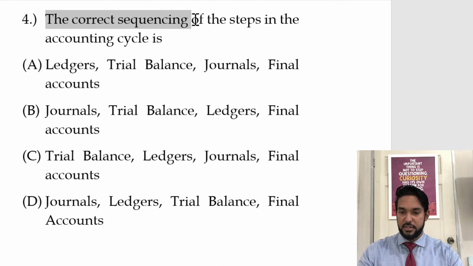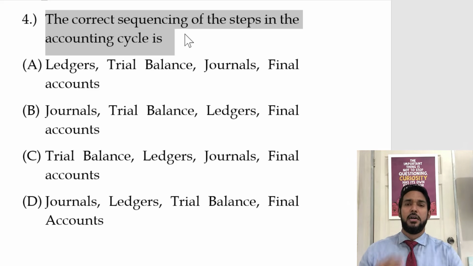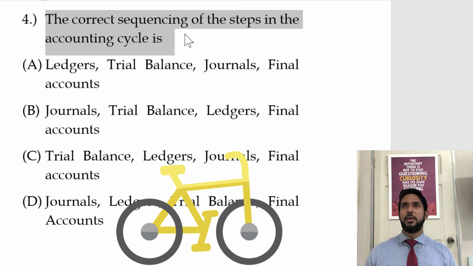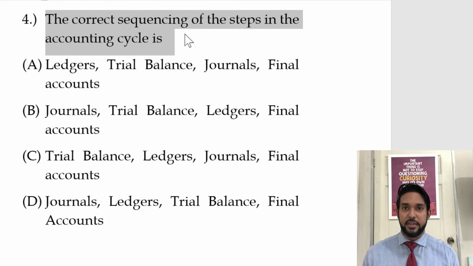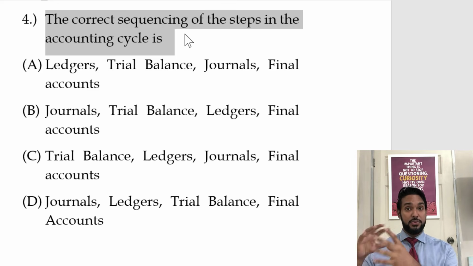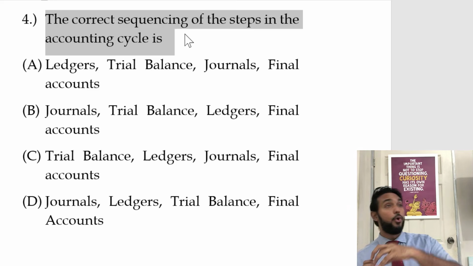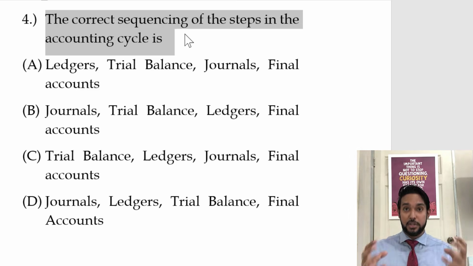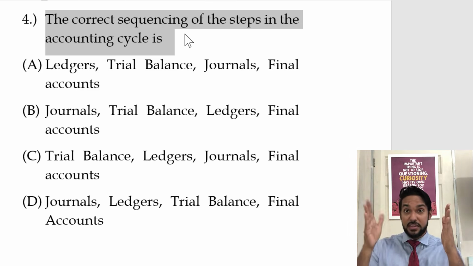So it says the correct sequencing of the steps in the accounting cycle is. Now, I remember the time I asked in class, all right, who knows what the accounting cycle is? And a man said, so that's what the accountants write to work? No. Accountants don't write an accounting cycle. Please, no. It is a series of steps that carries us from the beginning of the accounting process, which is where we have transactions, all the way to the end, where we construct and present financial statements.